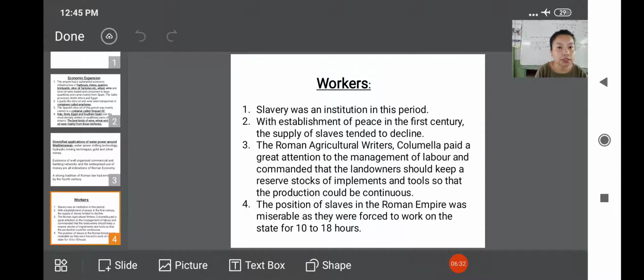The number 4 is that the position of slaves in the Roman Empire was miserable, as they were forced to work on the estate for 10 to 18 hours.